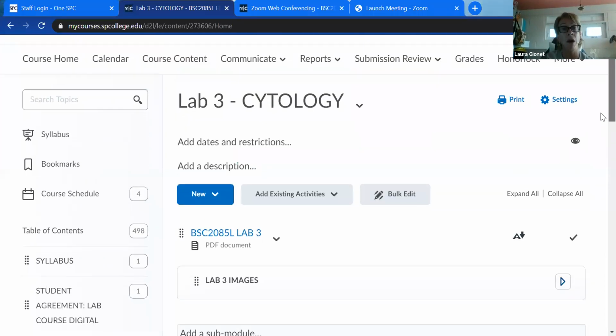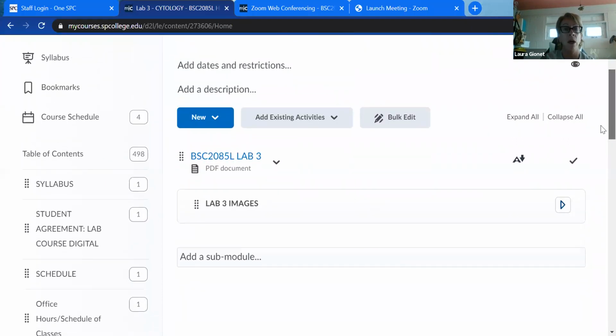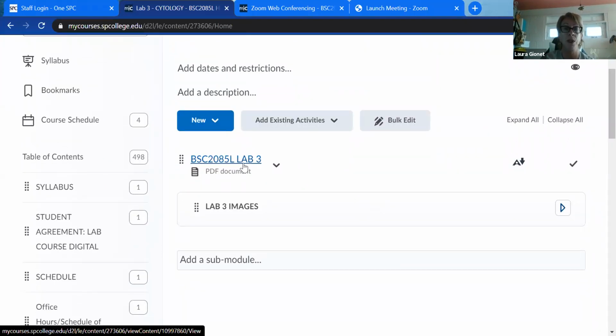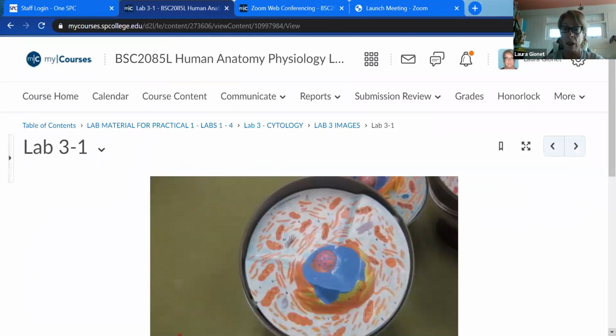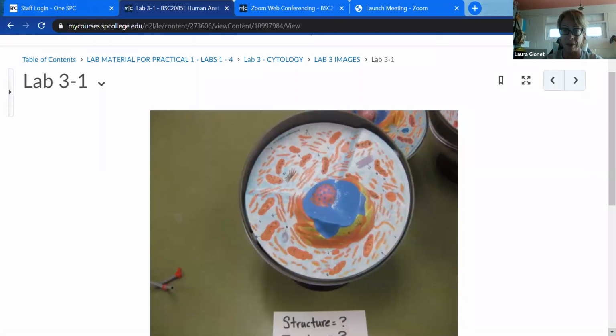Okay, so here we are in Cytology. We had the lab. I just went over the PDF document, and now we have the images. We're going to go through the images, and I'm going to try to relate what you have to know from each one. So here we have that composite cell.